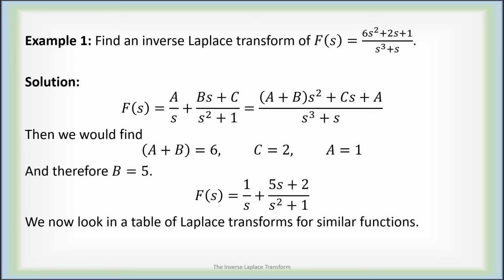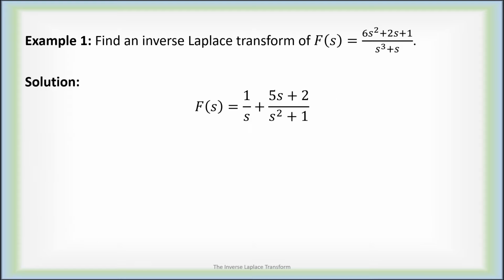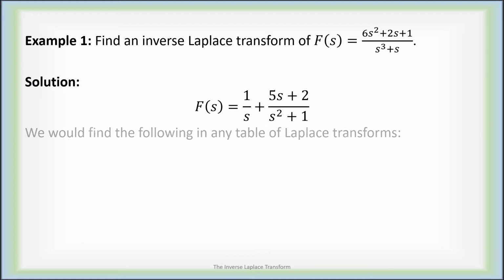So now what we're going to do is look in a table of Laplace transforms for similar functions. Here's what we found for capital F of s. Instead of writing it as 6s squared plus 2s plus 1 over s cubed plus s, we've applied partial fraction decomposition to write it as 1 over s plus 5s plus 2 over s squared plus 1.